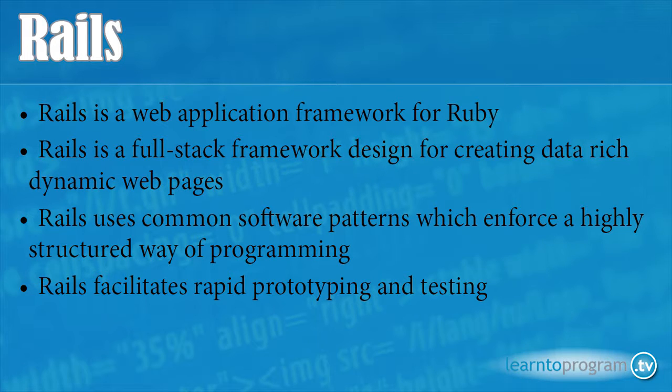Rails, on the other hand, is an application development framework for Ruby. Rails is a full stack framework designed for creating data-rich dynamic web pages. Rails uses common software patterns which enforce a highly structured way of programming. Rails facilitates rapid prototyping and testing.